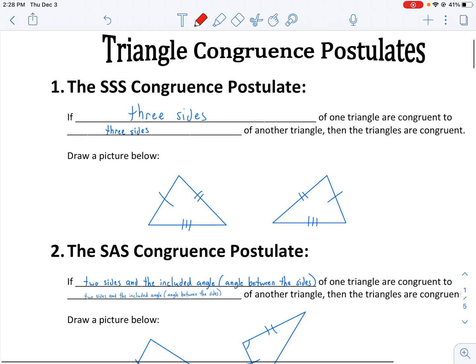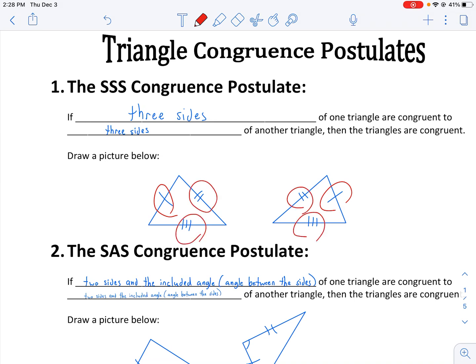So three sides of a triangle. If we can show one side is congruent to another side, and then another side is congruent to another side, and the third side is congruent to the third side of two different triangles, then we automatically know those triangles are congruent.